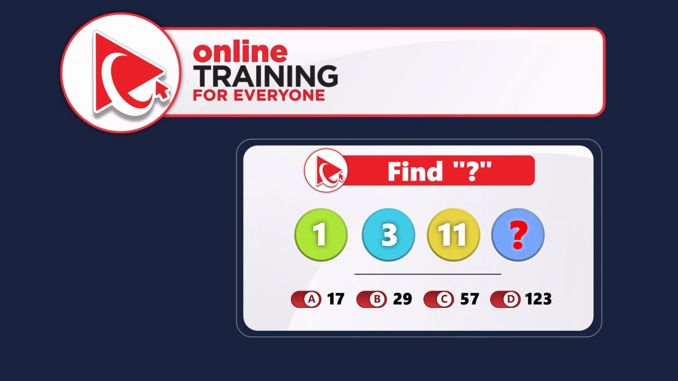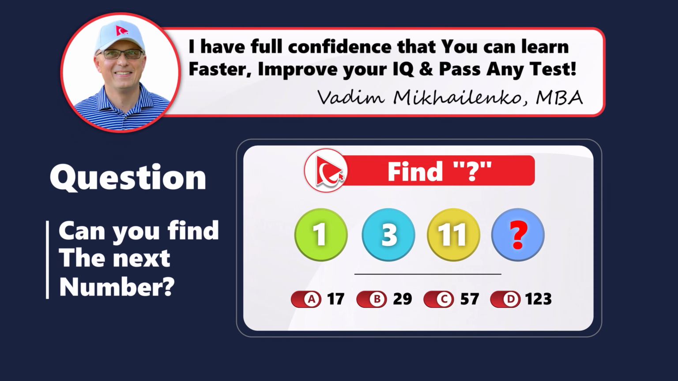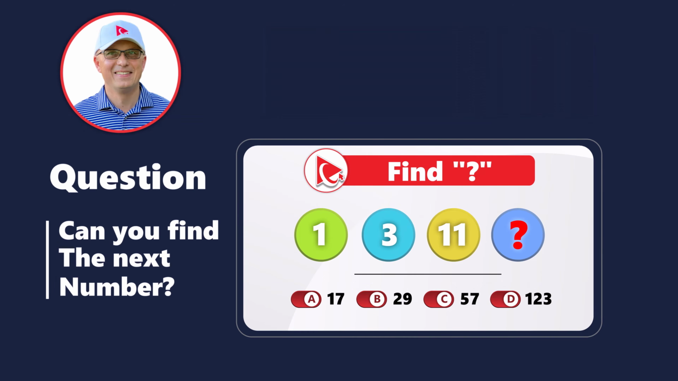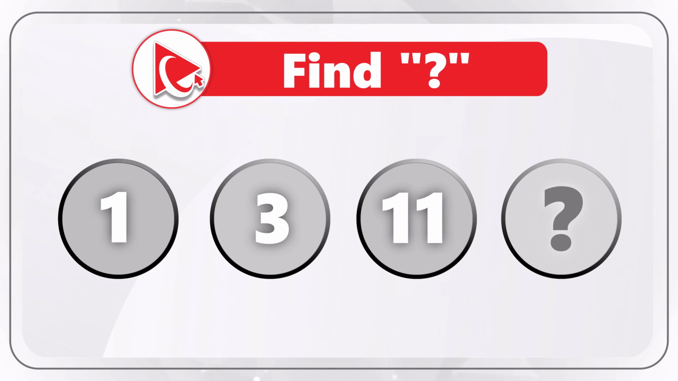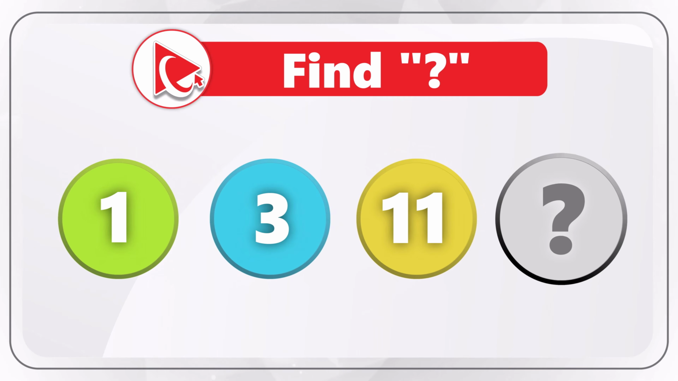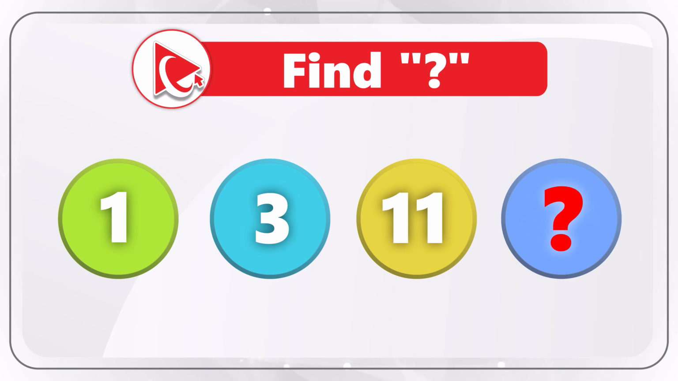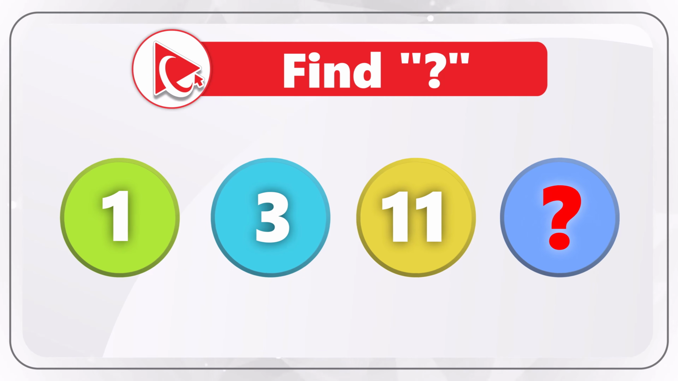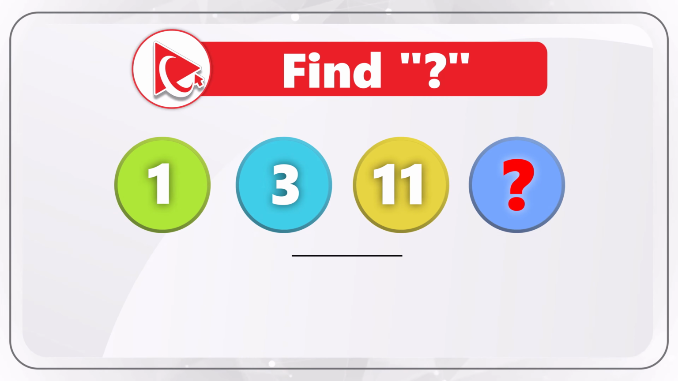Here's the question where you might struggle to get to the correct answer, but I have full confidence that you'll be able to solve this challenge. You're presented with the sequence of numbers. The numbers are 1, 3, 11, and then comes the missing number. You need to determine the missing number and rationalize your solution by selecting one of 4 possible choices.